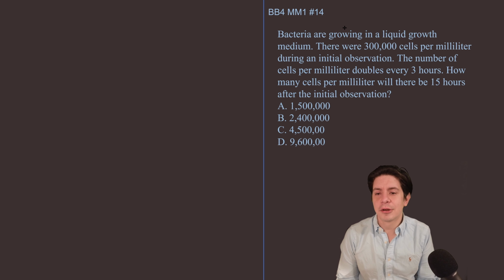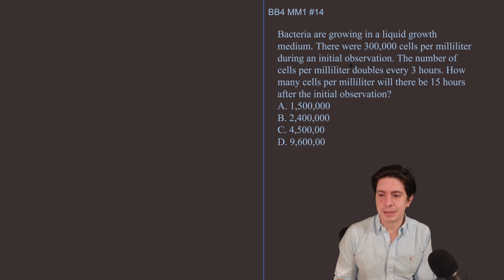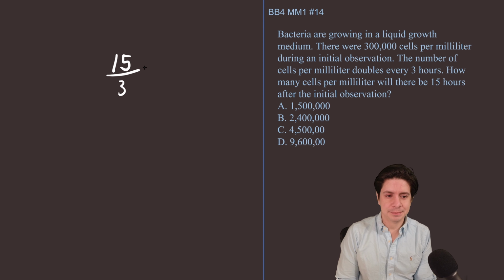We have bacteria growing in a liquid growth medium. There were 300,000 cells per milliliter during an initial observation. The number of cells per milliliter doubles every 3 hours. How many cells per milliliter will there be 15 hours after the initial observation? This is exponential growth. So I'm going to do 15 divided by 3. So we have 5 doublings that occur.